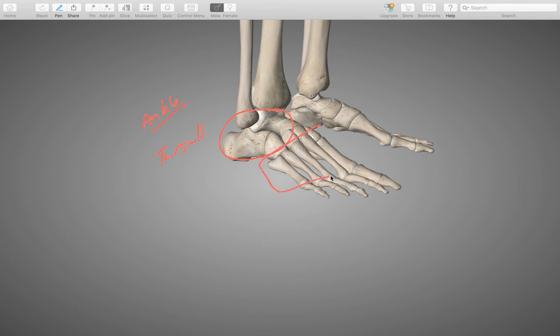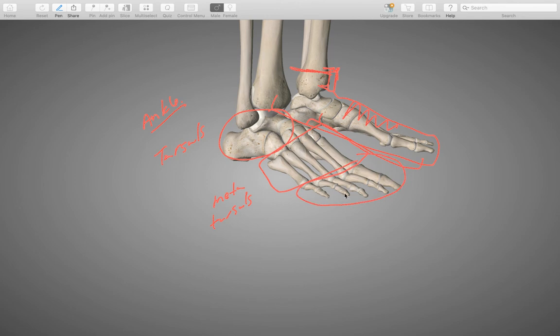Then we have our metatarsals, and that's where your shoelaces would be. Okay, if you had a shoe on, that's where your shoelaces would be. Like, see if I can draw a sneaker here. Okay, this is where your shoelaces would be. Okay, that's the tongue of the shoe. Okay, and then you have your phalanges. Okay, these are your phalanges.